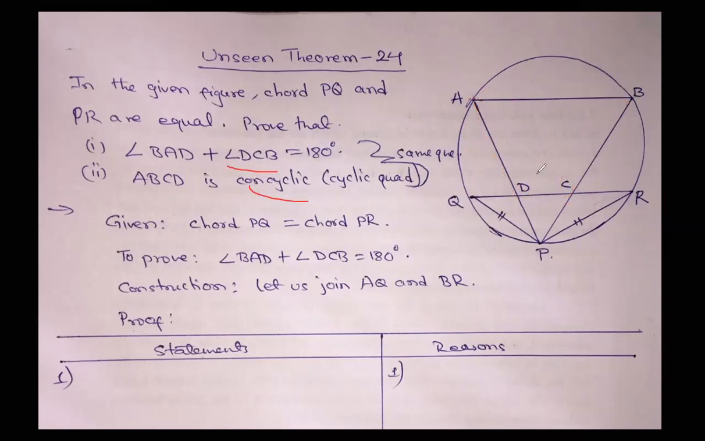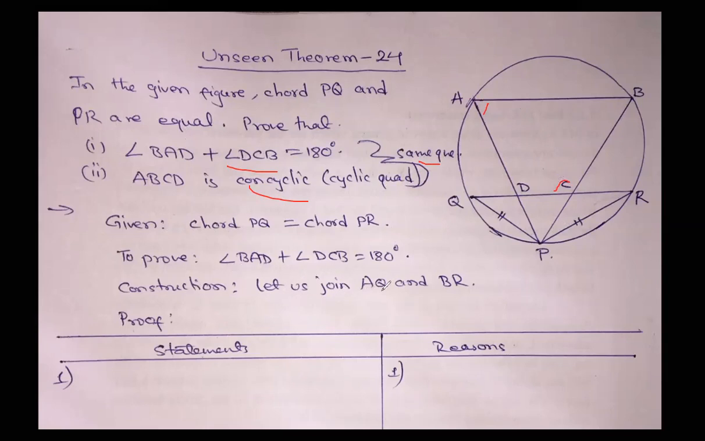So either this question will come or this question will come. You need to be alert. They are the same question. As it is given in the question, chord PQ, this PQ and this PR, they are equal to each other. To prove: angle A and angle C, their sum is equal to 180 degrees. We need to prove it. And for construction, let us join.